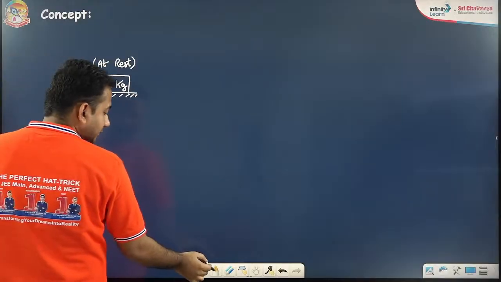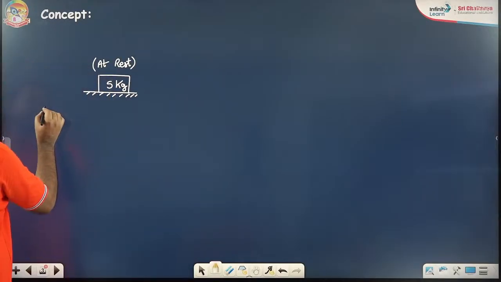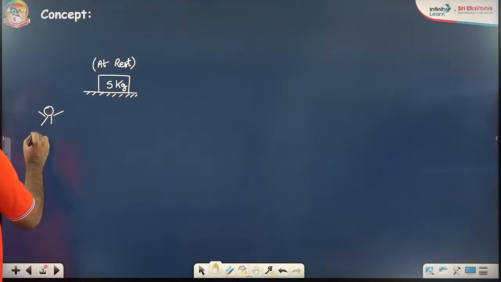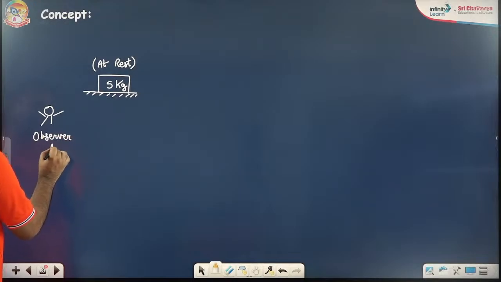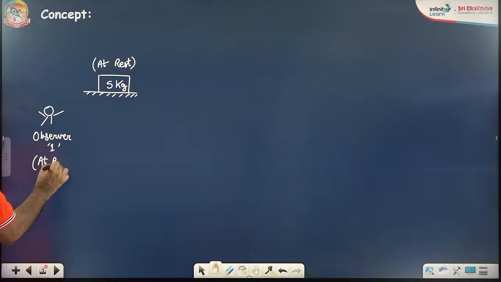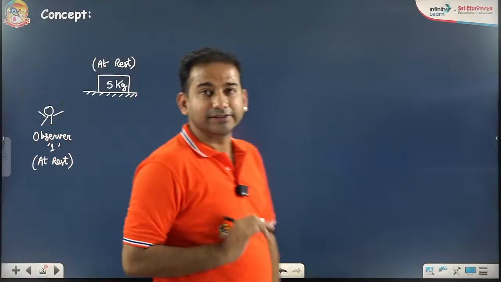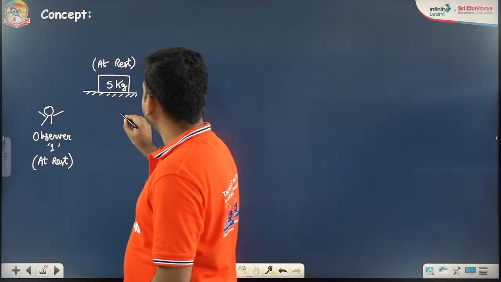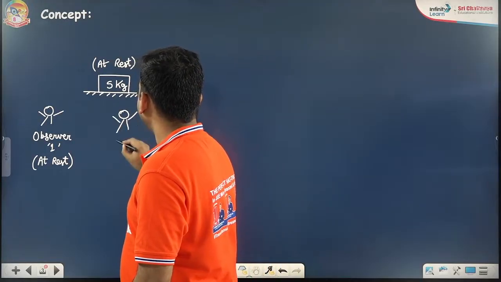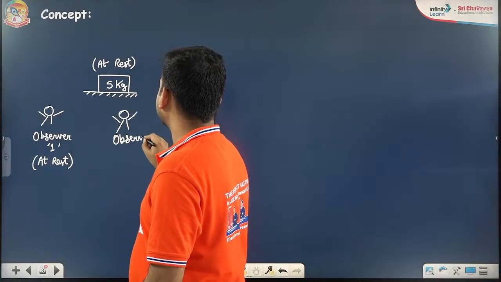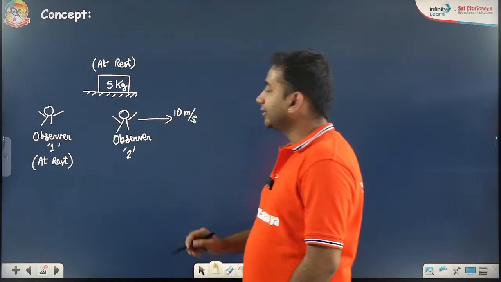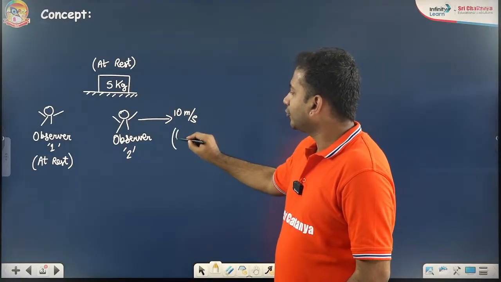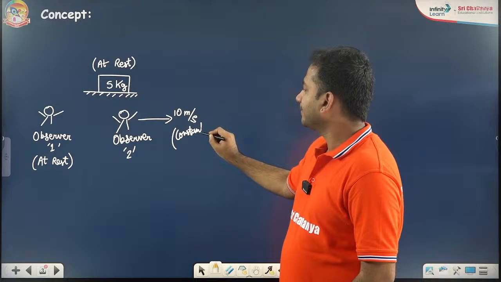So now there are two observers. Observer 1 is also not moving, at rest. Observer 2 is moving in the forward direction with a constant velocity of 10 meter per second. I am assuming it to be moving with a constant velocity.